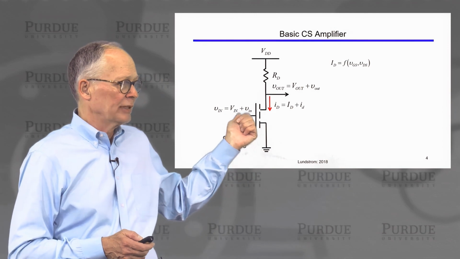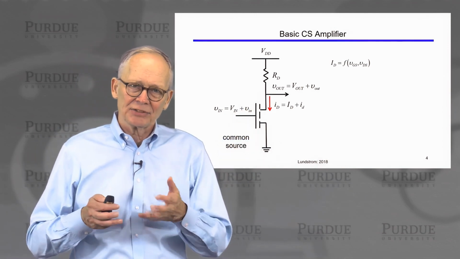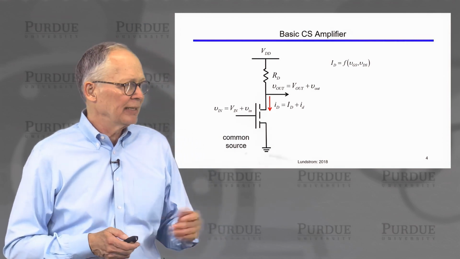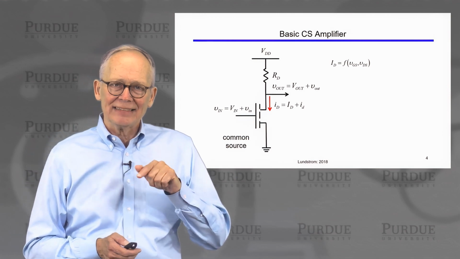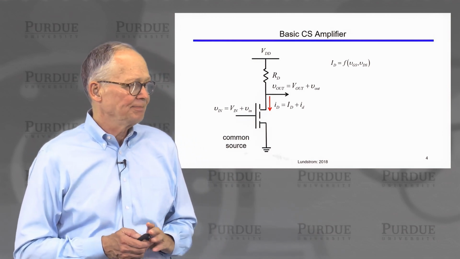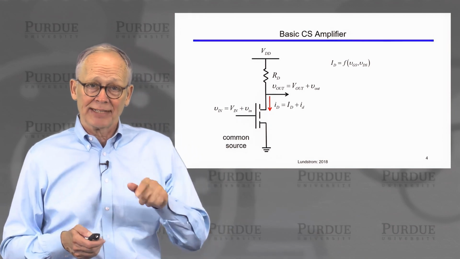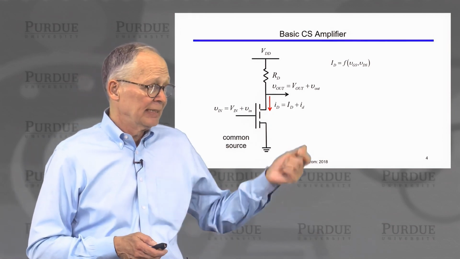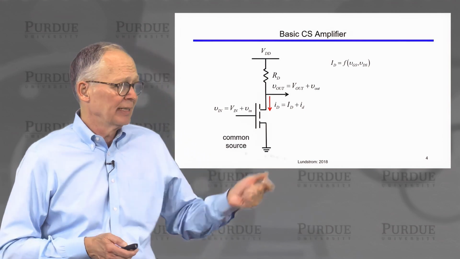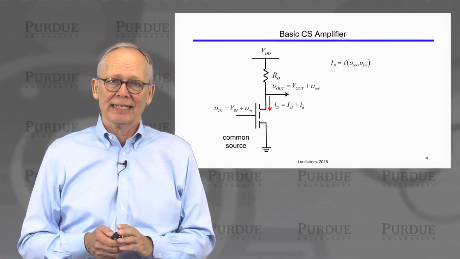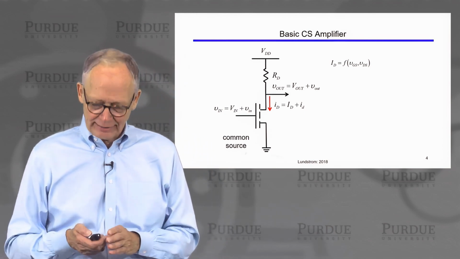And we have at the input a DC voltage that's going to bias the transistor at some good operating point. And then superimposed on top of that is a small AC signal that we're trying to amplify. So the output voltage will also have a DC component and a small time-varying AC component. Same with the current. The current will have a steady-state DC component and a small time-varying AC component. We're interested now in this AC time-varying component.